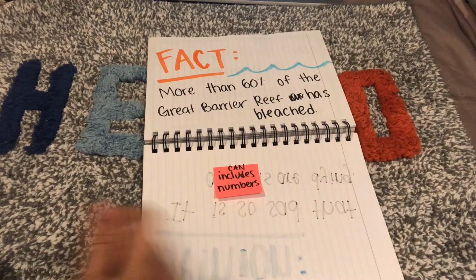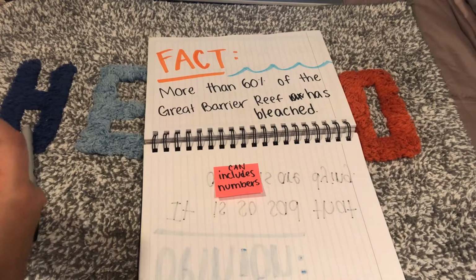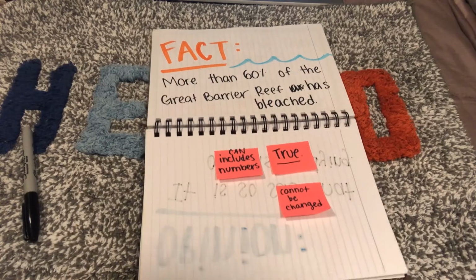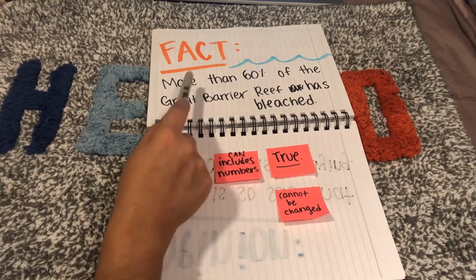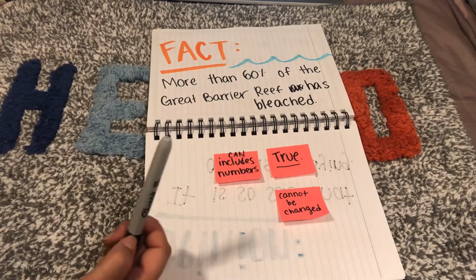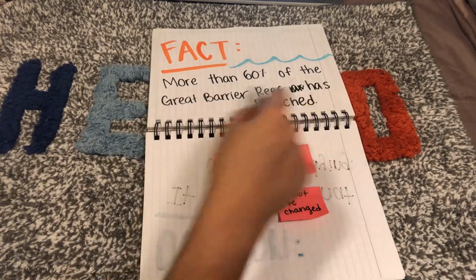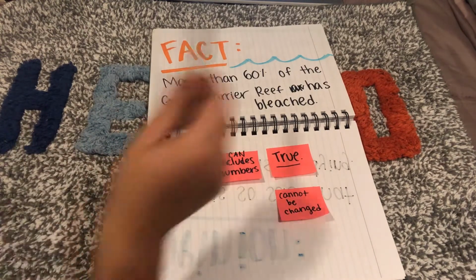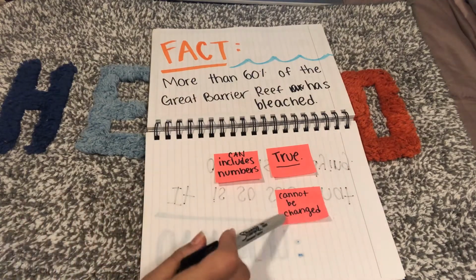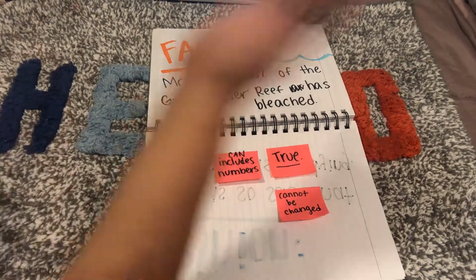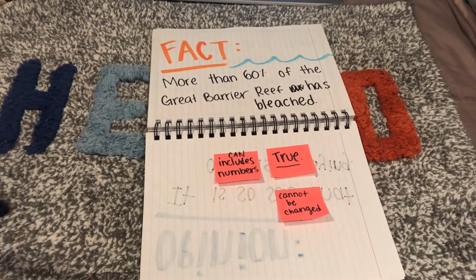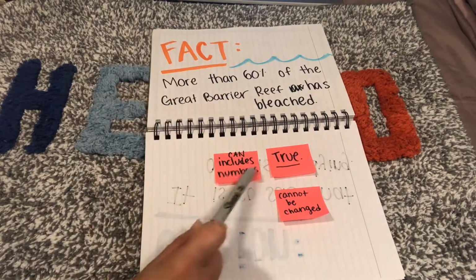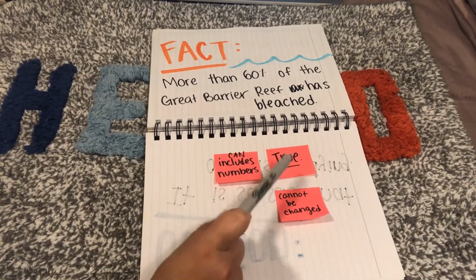60% of the Great Barrier Reef has bleached. But it also has to be true. It cannot be changed. A fact cannot be changed. So if I say that scientists went down in the ocean and they realized that more than 60% of the Great Barrier Reef has been bleached, they counted each coral reef and they figured out 60% of them have been bleached. Well, that's not going to change if another person does it, right? They're not going to say, oh no, it's only 25%, because this is science, this is math, this is a fact. It needs to be true, absolutely, positively true.